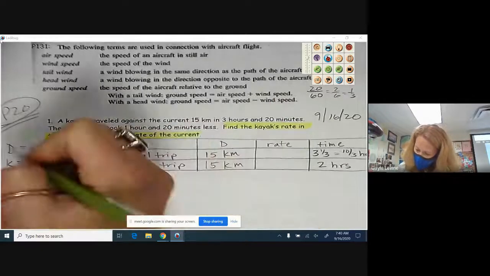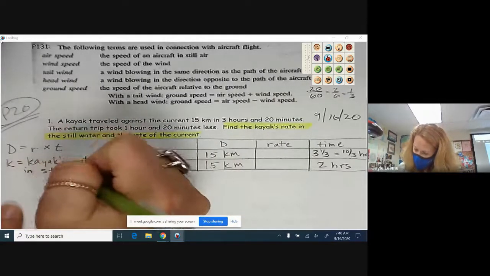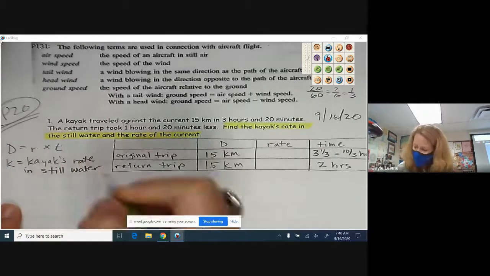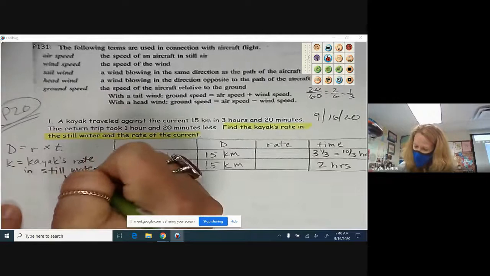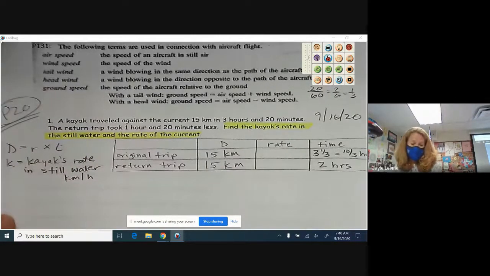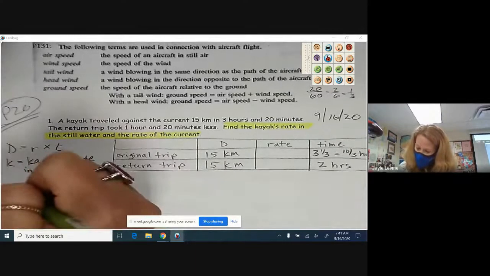Let k be the kayak's rate in still water. And then I like to put the units, so this is going to be kilometers per hour. And then I'm going to assign c and say c is the rate of the current.